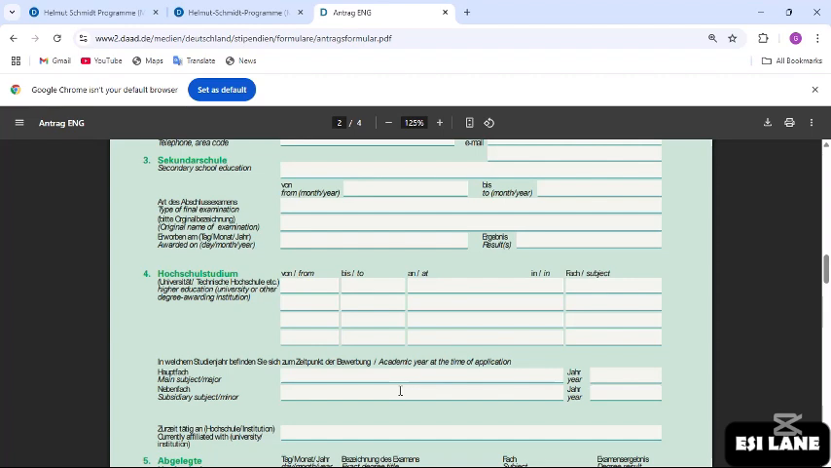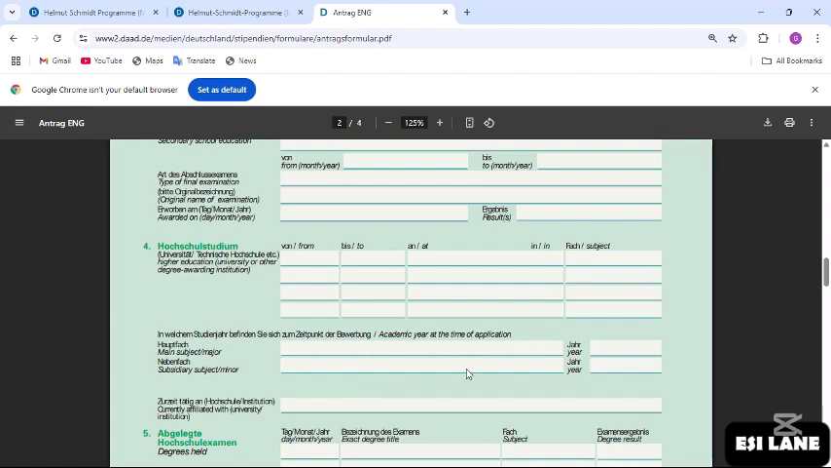This is for those who are still in school and want to apply to this program. It says that your main subject, you write it here. That's your major. Then subsidiary subject or your minor, you write it here. And then you write the year you are in. Then currently affiliated with, that's the university or institution you are currently attending. You write that here.